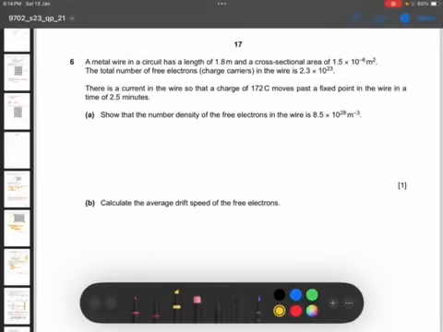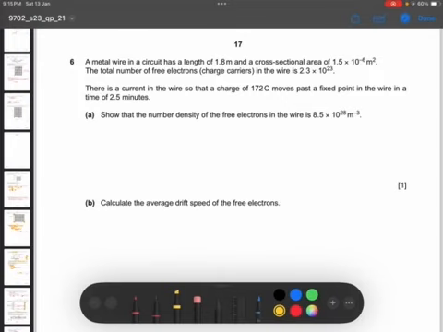A circuit has a length of 1.8 meters and a cross-sectional area of 1.5 times 10 to the power of minus 6 square meters. The total number of free electrons, which are also called charge carriers, in the wire is 2.3 times 10 to the power of 23. There is a current in the wire so that a charge of 172 coulombs moves past a fixed point in the wire in a time of 2.5 minutes.